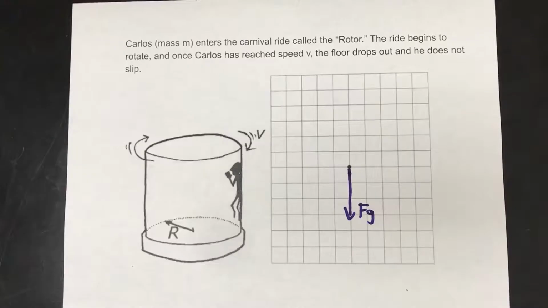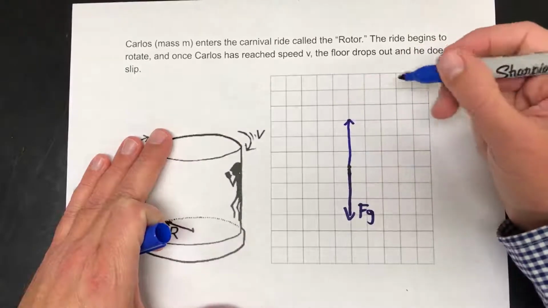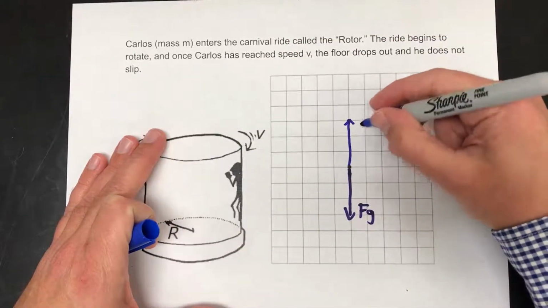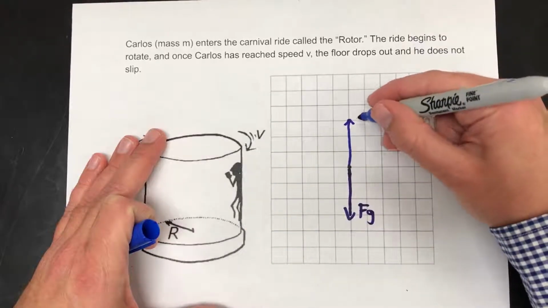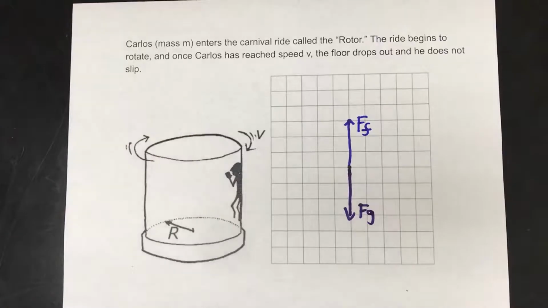This is a side view. We have a force up, but this time it is not the normal force. It says the floor is dropped out. He's stuck against the wall. So if he's not on the floor, what is pushing up on him? Not the normal, but actually the wall scraping against him with friction that is preventing him from moving.